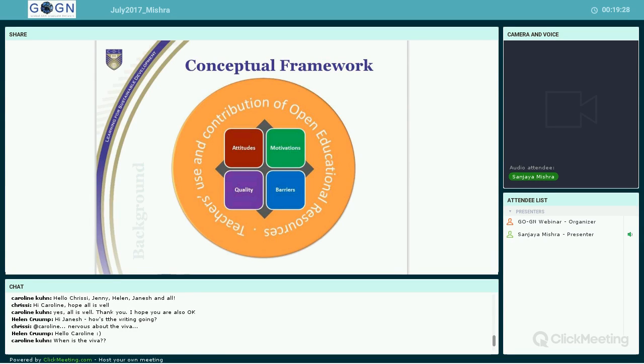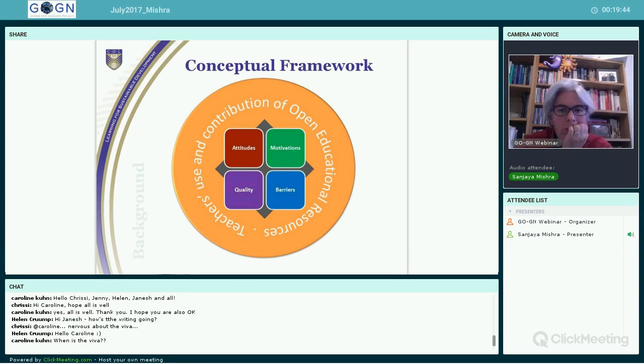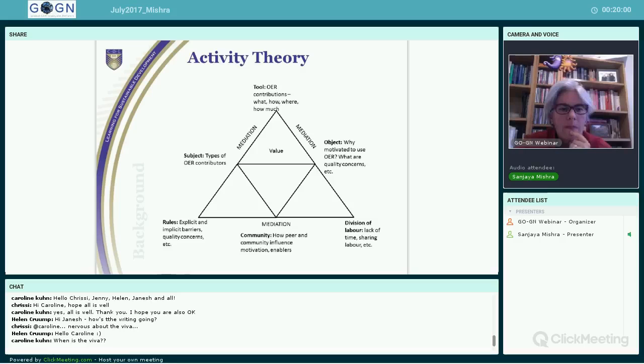I was conceptualizing this work through four lenses: that teachers are not sharing their work because of attitudinal reasons, they themselves are probably not motivated, they also have issues related to quality, and there are barriers or challenges to adopting OER. That was the conceptual framework underpinning the overall research. We also used activity theory in our work to look at how the action itself determines the adoption, and how institutional rules, community pressure, and the division of labor come into play. So the whole research looked into a very complex gamut, and I'm just giving a brief about that.